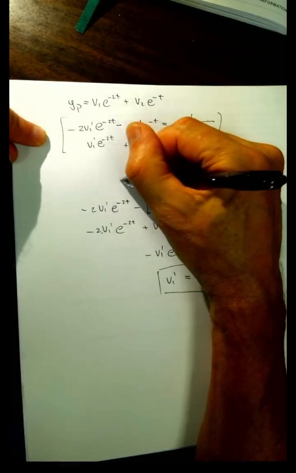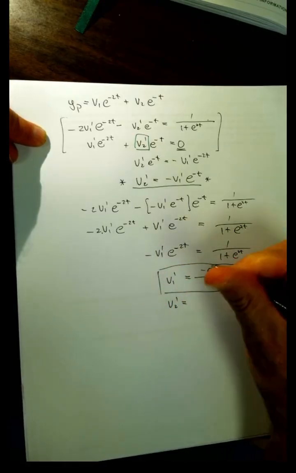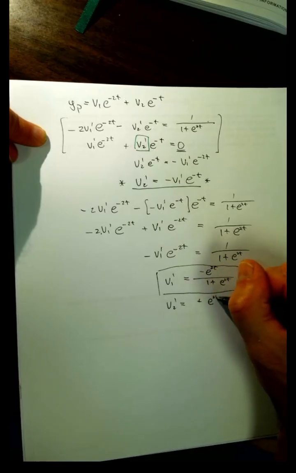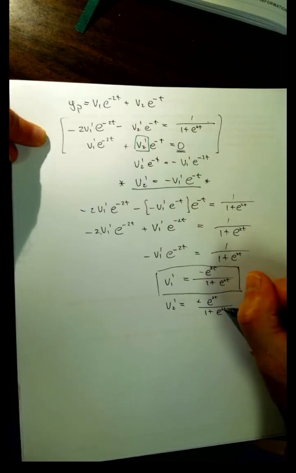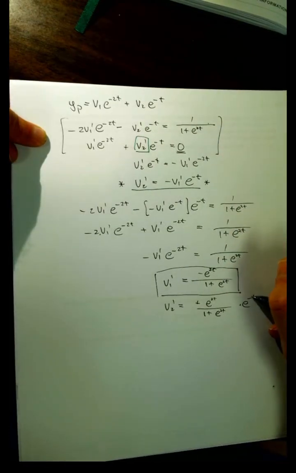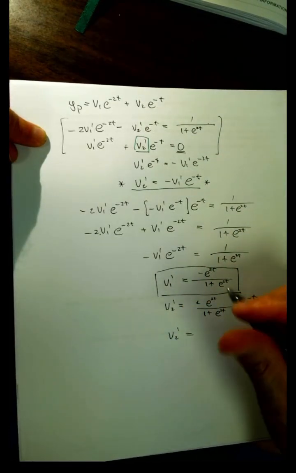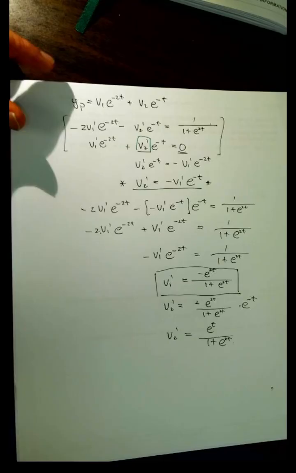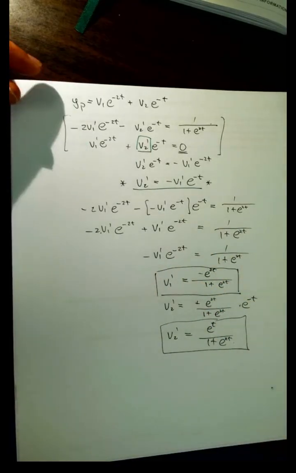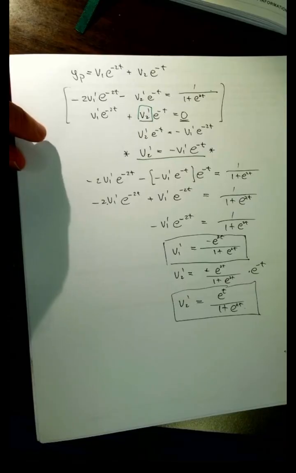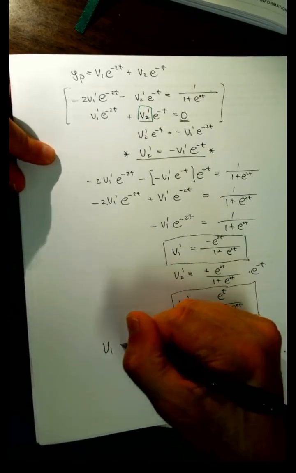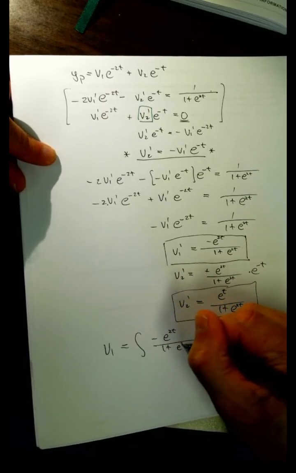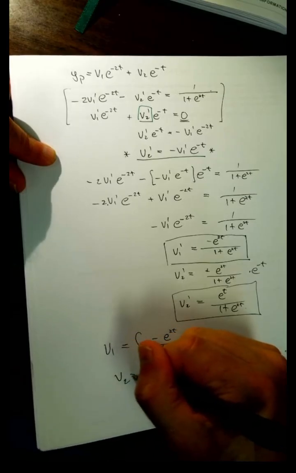Coming back to here, v2 prime is going to be minus v1 prime, which is minus a minus e to the 2t over 1 plus e to the 2t, times e to the minus t. So I get v2 prime is e to the t over 1 plus e to the 2t. So those are my equations for v1 and v2. So v1 is going to be the antiderivative of minus e to the 2t over 1 plus e to the 2t dt. And v2 is going to be the antiderivative.